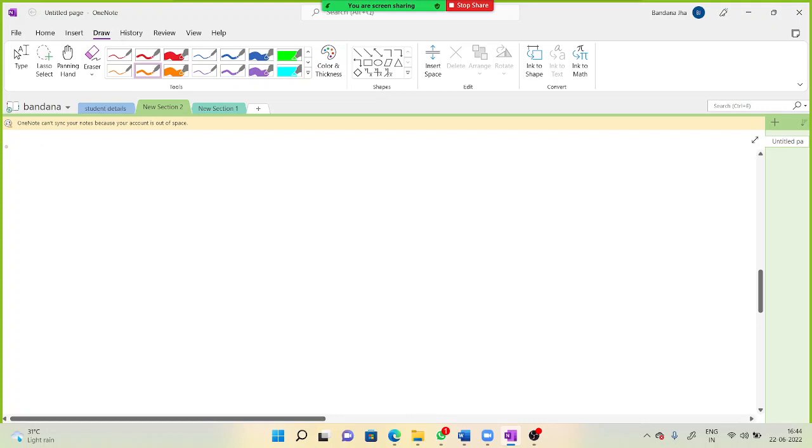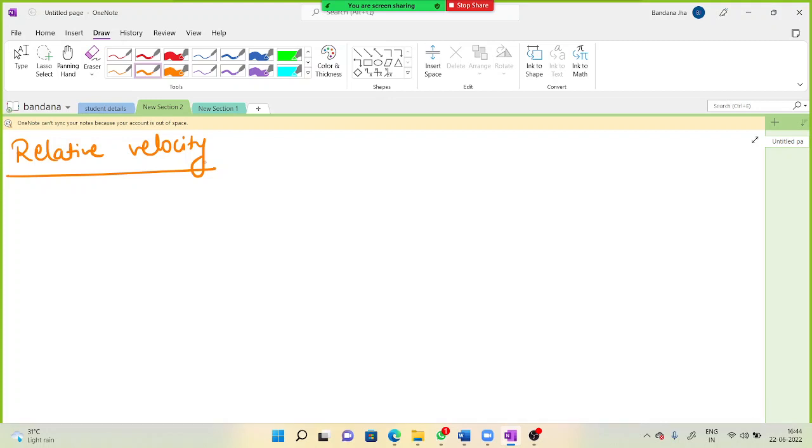We are studying relative velocity, right? Here in relative velocity we are talking about the velocity of an object 2 with respect to object 1 when both are in motion. In that case, the rate of change of the position of object 2 with respect to object 1 is known as our relative velocity. Clear, beta? Yeah, ma'am. Fine.